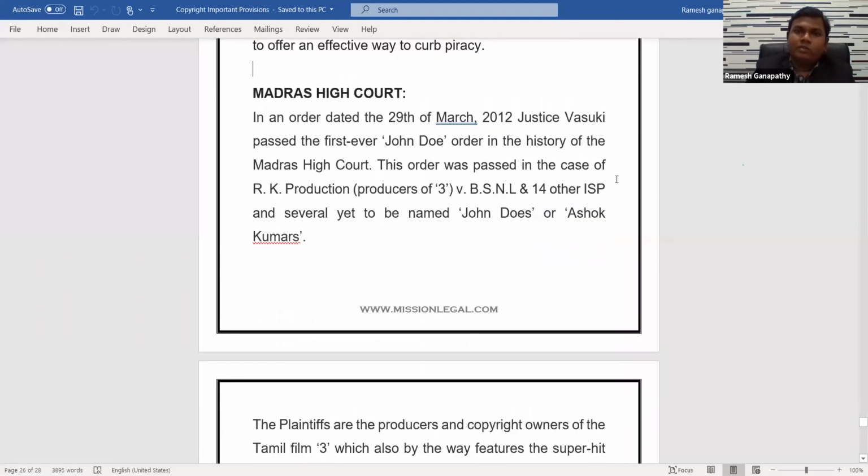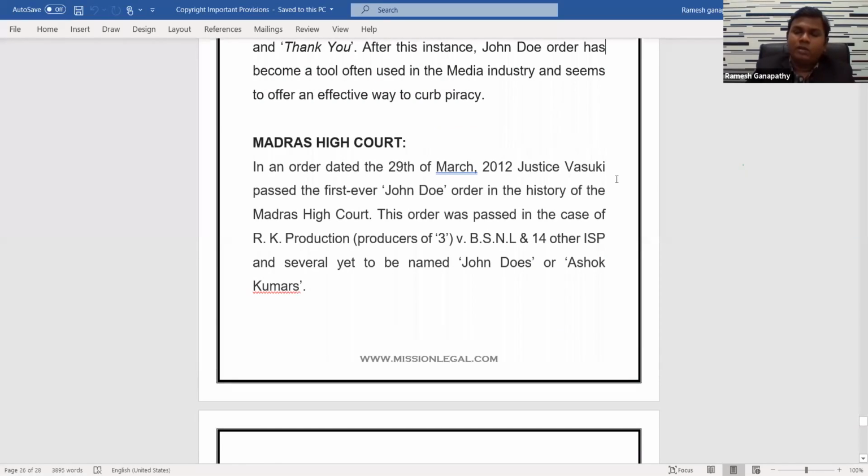Whether our Madras High Court has issued such a John Doe order? Yes. In 2012, when the movie acted by actor Dhanush, 3, the name 3, the famous song Why This Kolaveri. In an order dated 29th March 2012, Justice Vasuki passed the first ever John Doe order in the history of Madras High Court. This is the first case in the Madras High Court history.